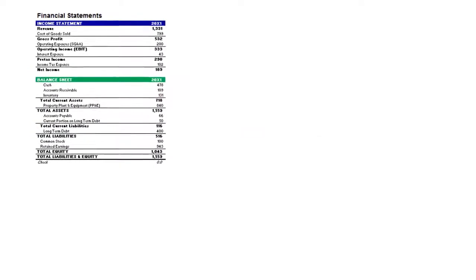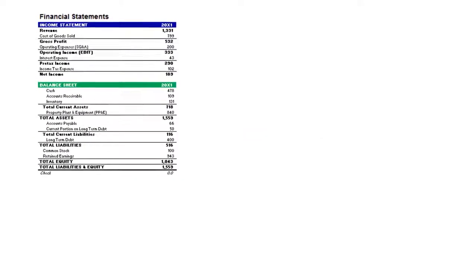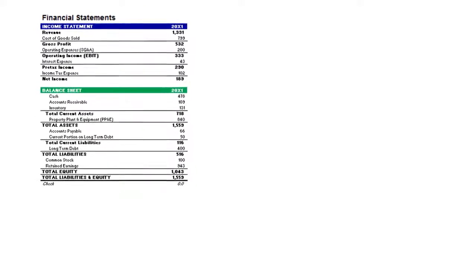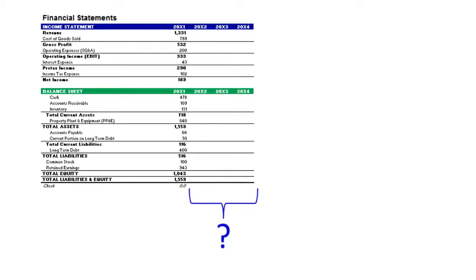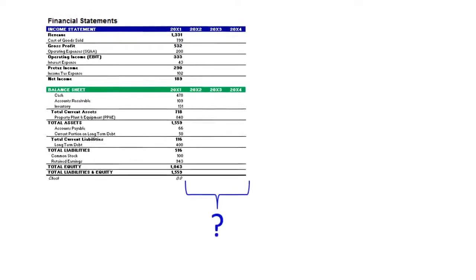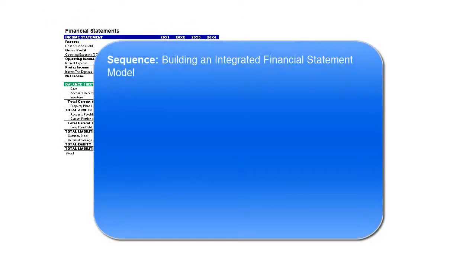So when you build the first integrated financial statement model, you'll be using historical data from the income statement and balance sheet to project the company's future. So how do we do that? Well, the sequence can be outlined as follows. The first step is to input the historical data.